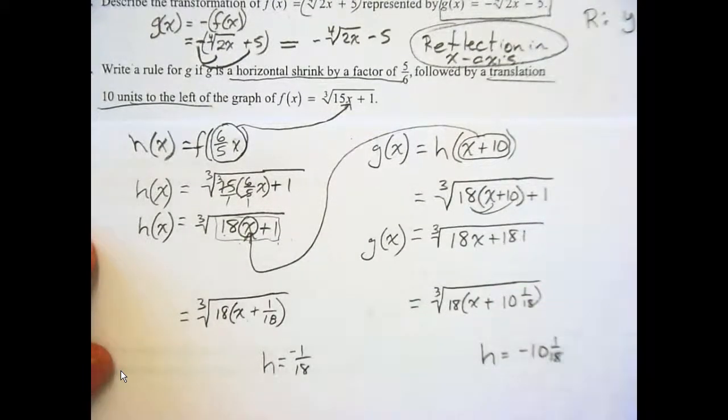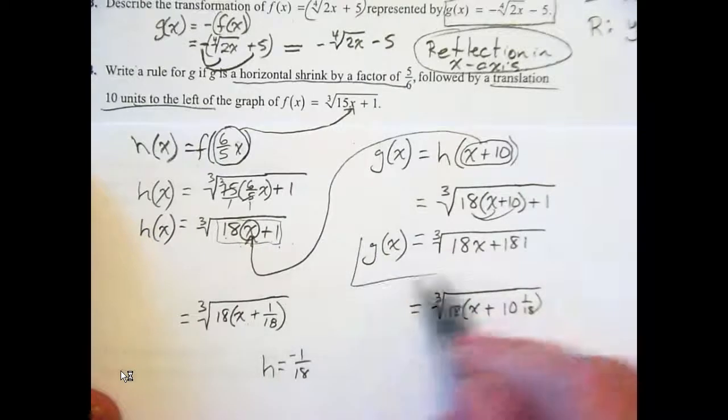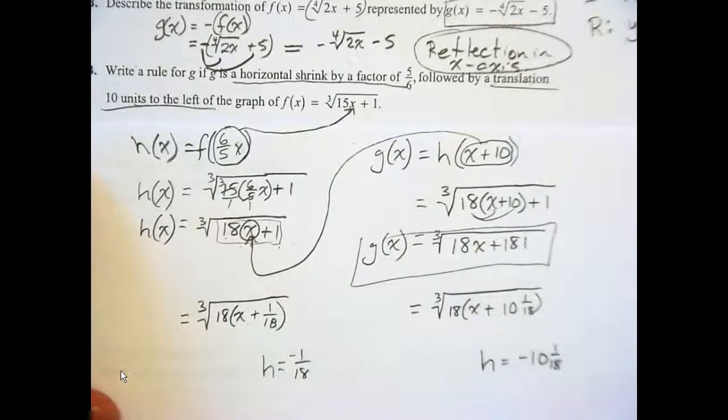If you try to think through these graphically, it really messes with your mind when you're doing horizontal shifts, because everything's kind of backwards inside there when you deal with it. So the algebra helps out quite a bit there. This is your solution. Any questions there?